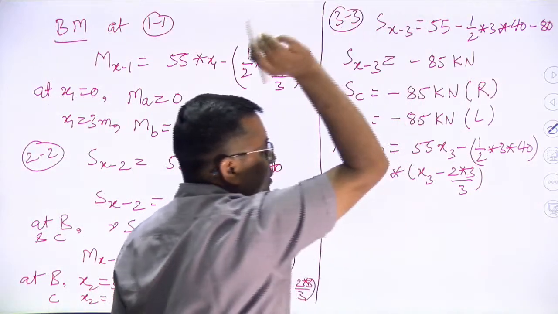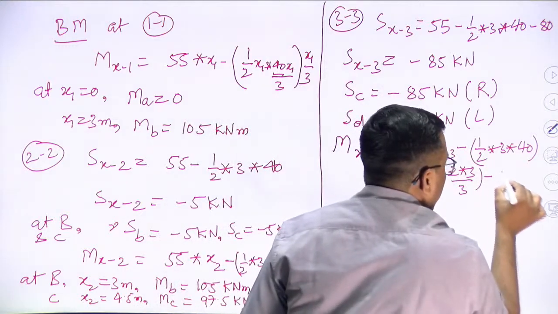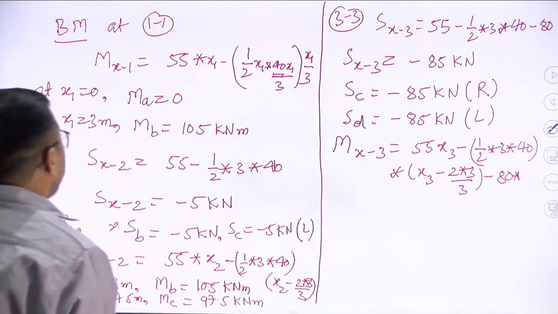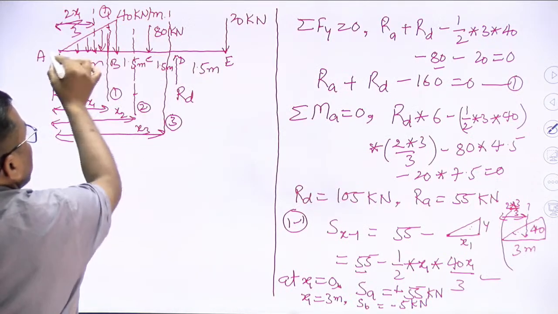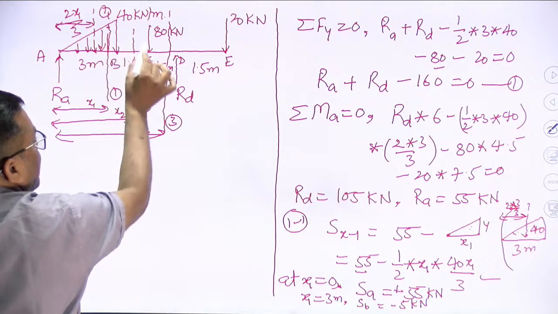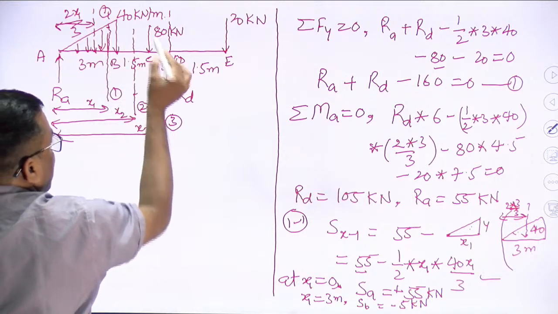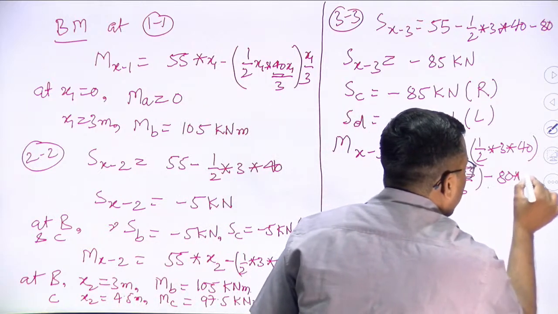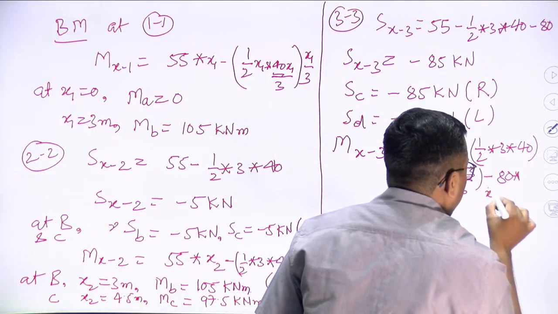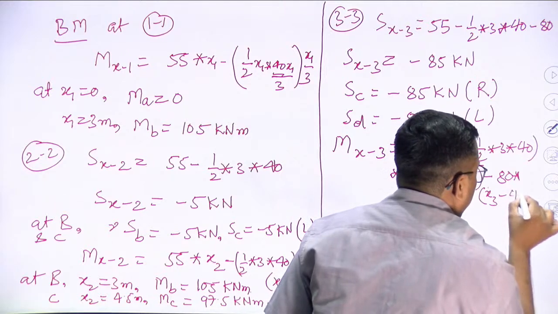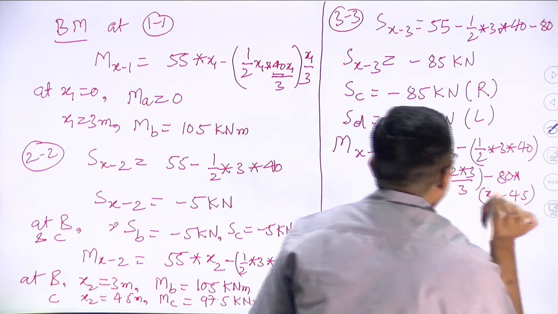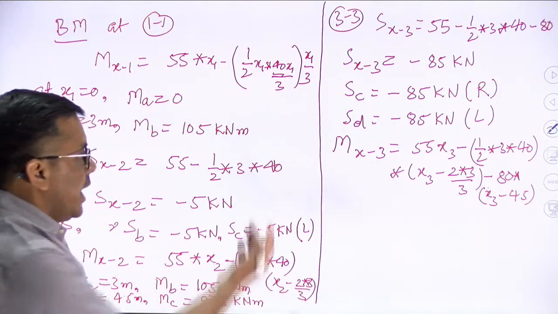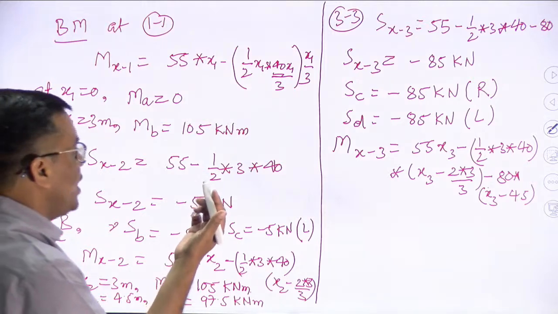The another load is 80, and the distance of 80 is at 4.5 from A, between A and C, and from C to the section plane obviously it will be x3 minus 4.5. So here I am writing x3 minus 4.5. Okay, so this is the bending moment equation. Clear? Now this is valid from C to D.